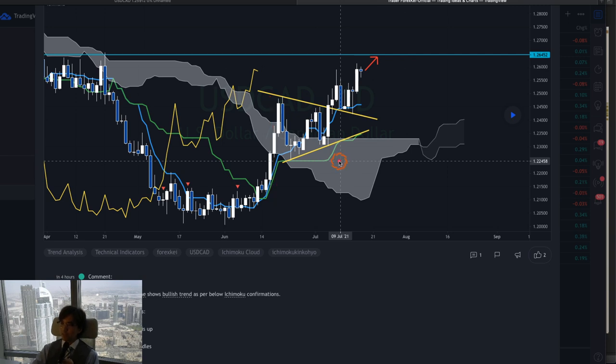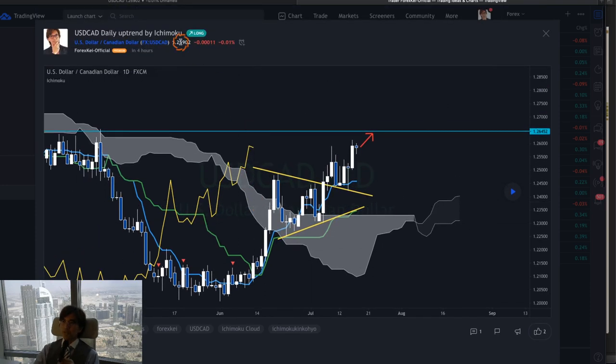But after the P wave breakout happened here on the 7th of July, the market retested the P wave as well as the Tenkan-sen, and now it's taking off upwards this way. So after the P wave breakout, I say that this is bullish, with price above the Tenkan-sen too.